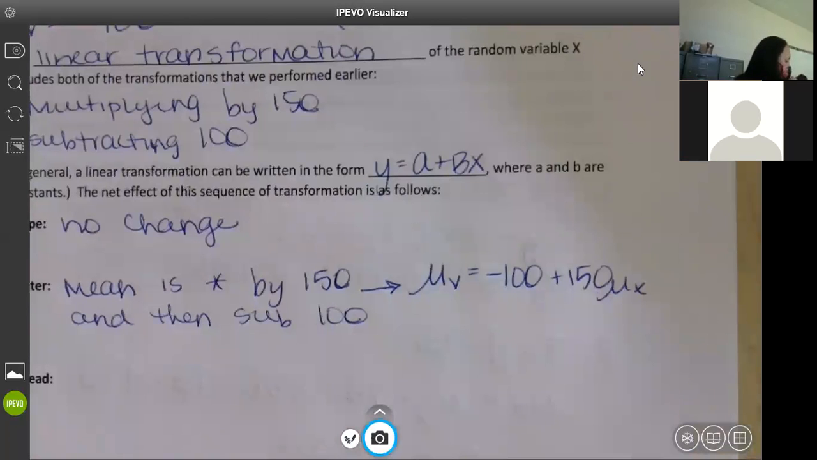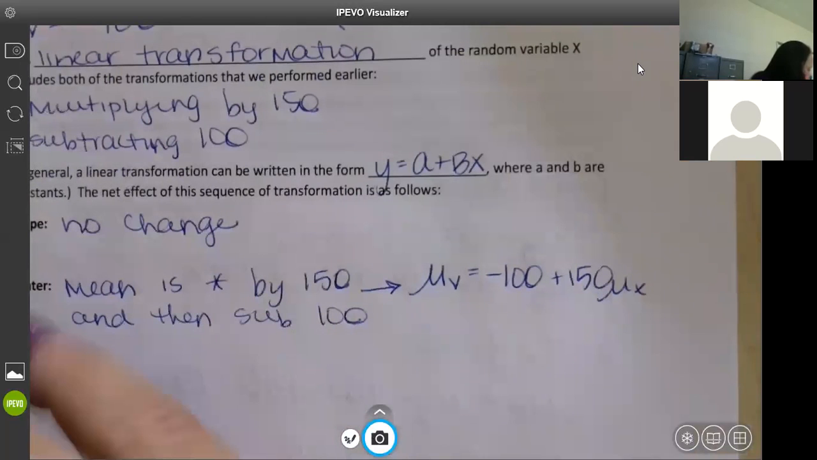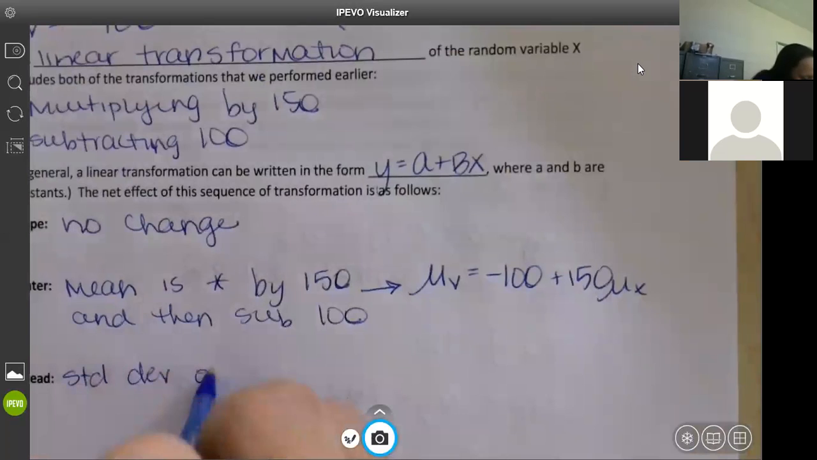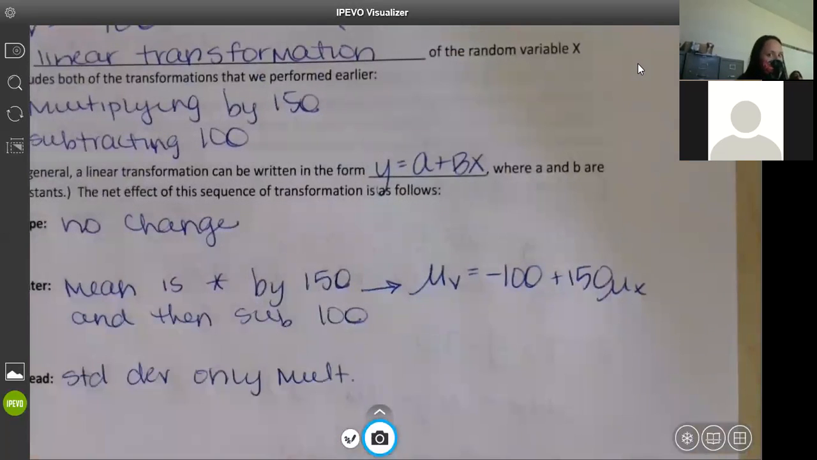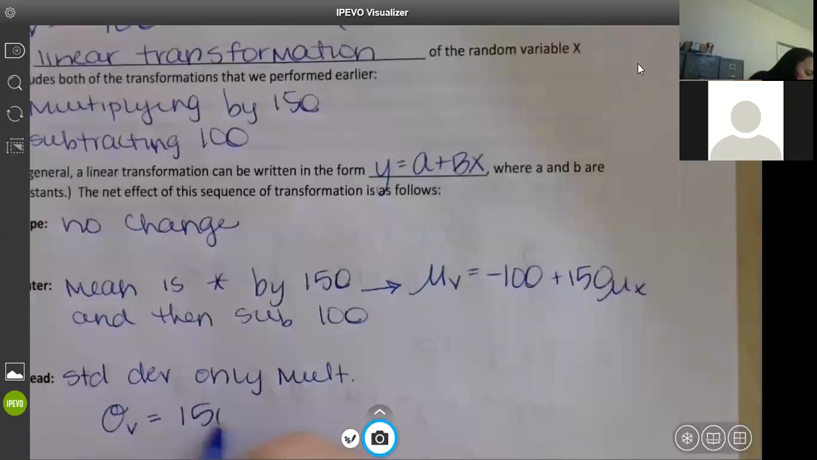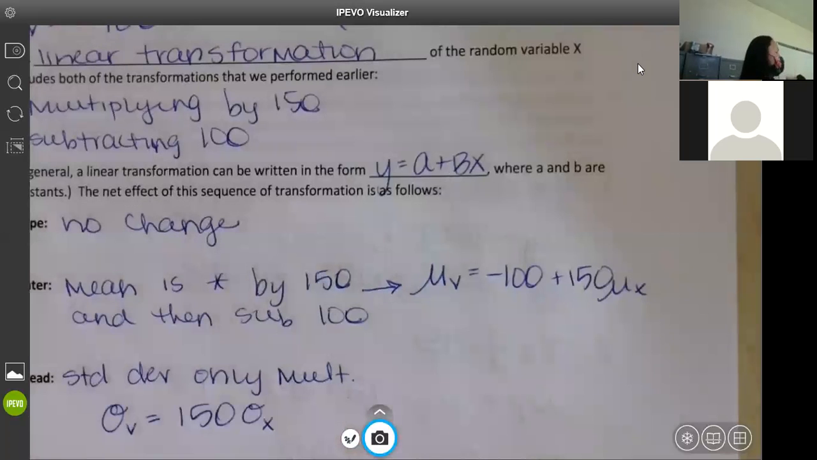And then what about spread? Standard deviation, we're only going to multiply. So the standard deviation of V would only be the standard deviation of X multiplied by 150.